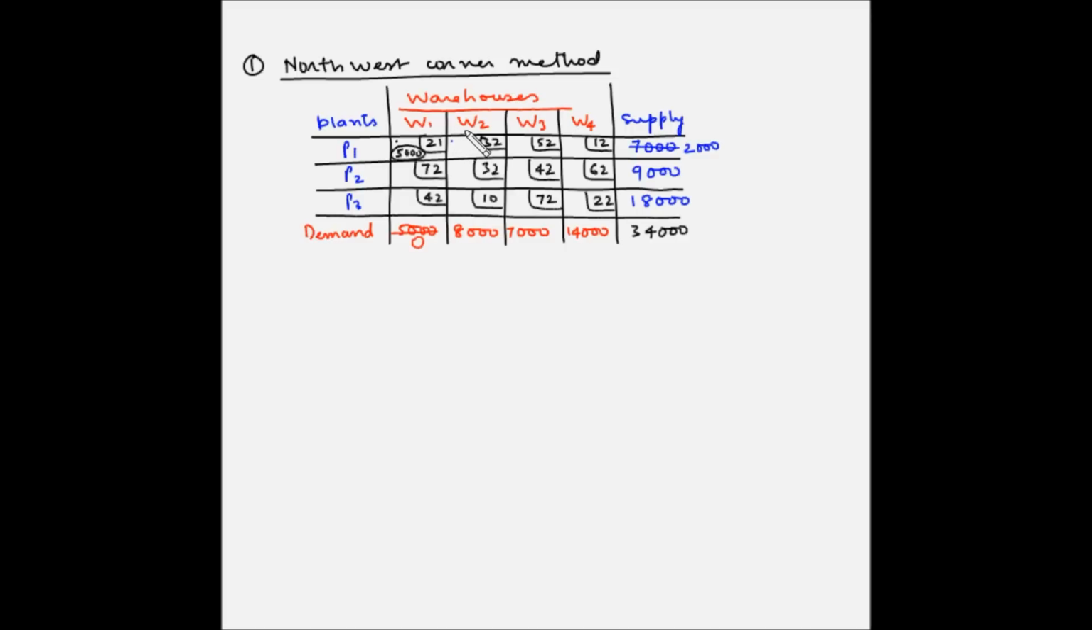So for P1, W2, let's evaluate the supply and demand situation. So P1 has a supply availability of 2,000 units, while W2 has a demand of 8,000 units. However, P1 can supply only 2,000 units. So the maximum we can allocate to P1, W2 is 2,000 units.